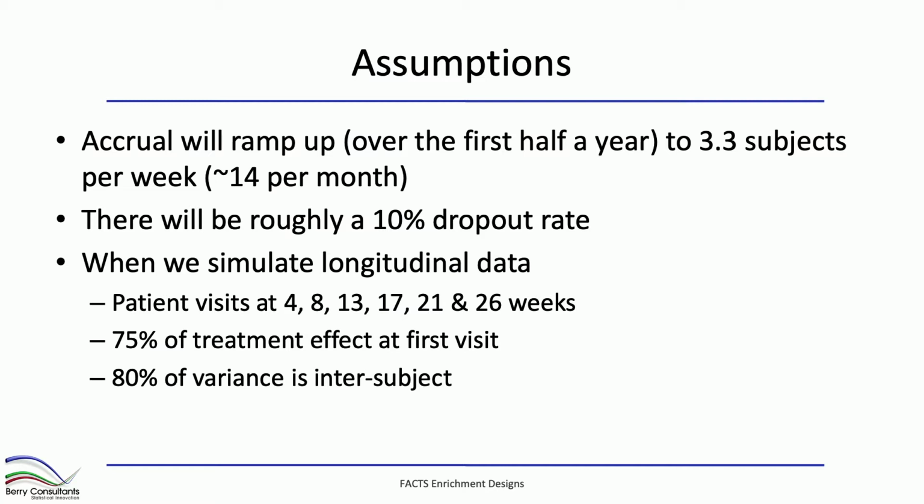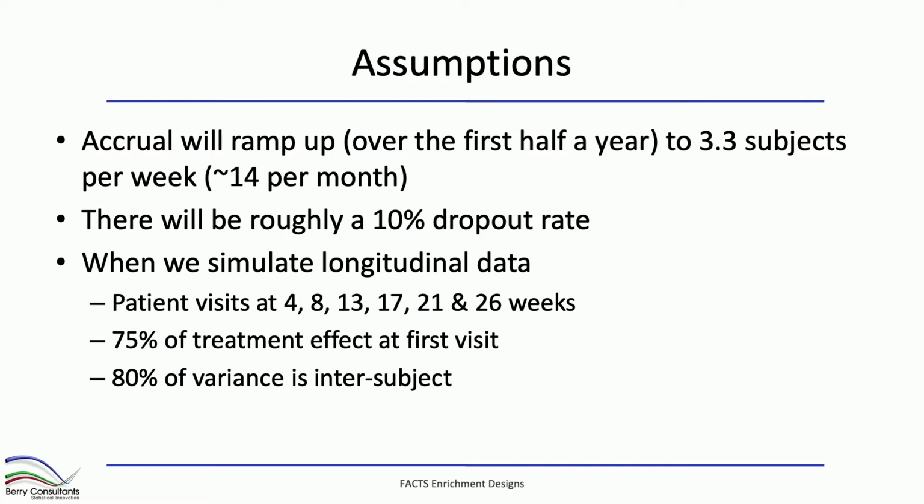Some of the other assumptions we need to be able to draw on in order to simulate the trial is how quickly do we accrue subjects. So we're going to assume that there's a mean accrual rate of 3.3 subjects a week. That's about 14 a month. Once we've reached our average running accrual rate, but it'll take us half a year to ramp up to that speed. For the subjects we do accrue, we expect a 10% dropout rate, not differentiated by group or arm or particular visit, but just averaged across the population as we observe them.